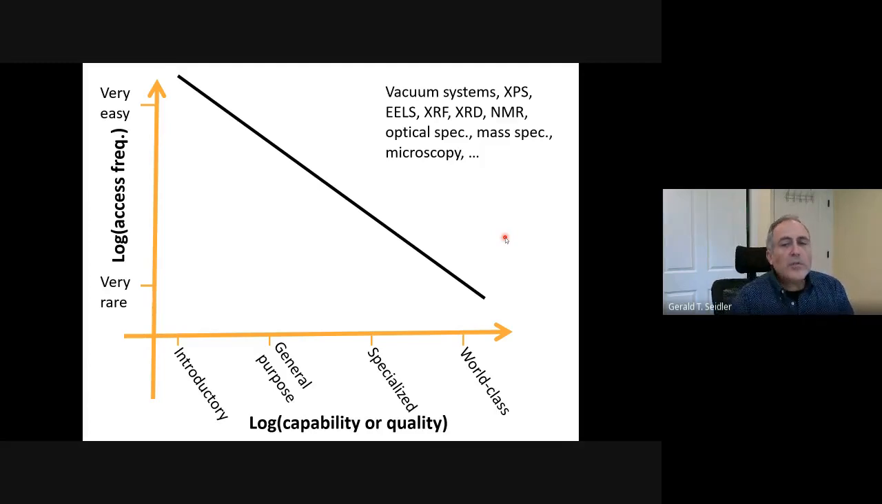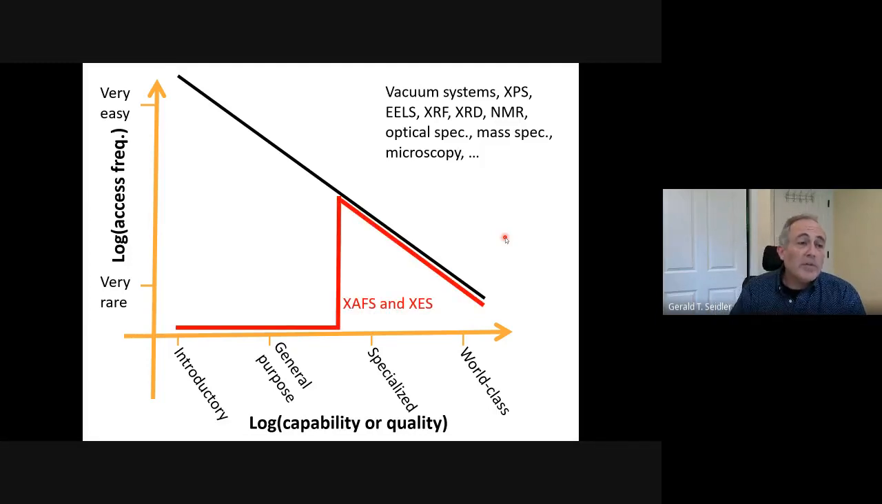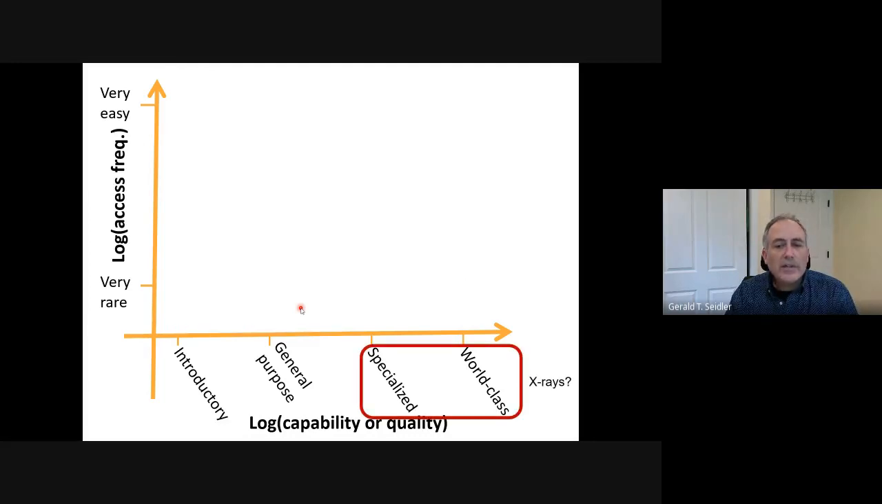So again, this holds for the overwhelming majority of scientific methods, but it doesn't hold for X-ray absorption fine structure and X-ray emission spectroscopy. So here you have specialized and world-class capability, which I'll describe in a second, which does have the inverse relationship, and then access basically falls off a cliff. So first, let's ask, for X-rays, what does it mean, specialized and world-class?